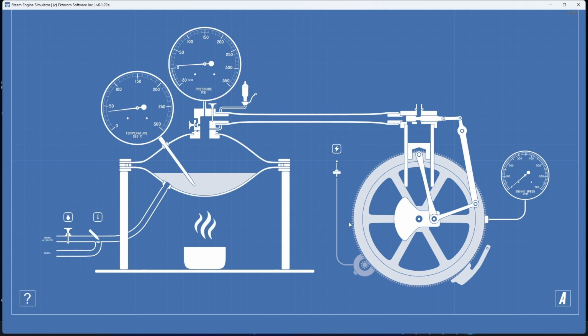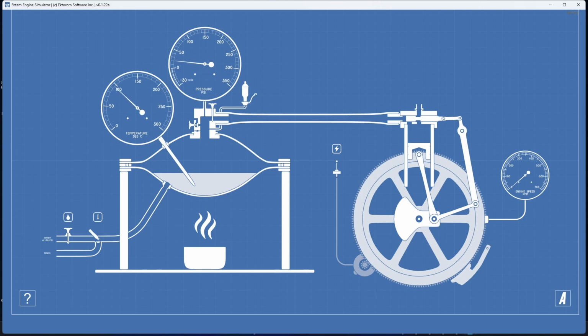Now let's talk about the steam itself. Steam is a powerful force. When water turns into steam, it expands dramatically, creating tremendous pressure. This high pressure steam is the driving force of the engine.